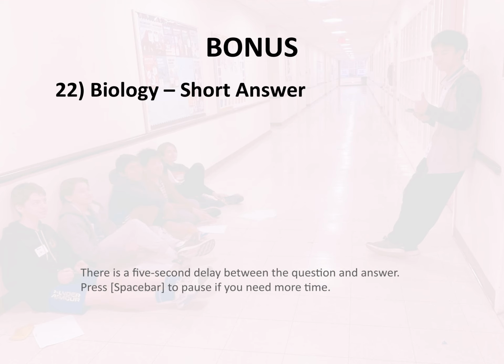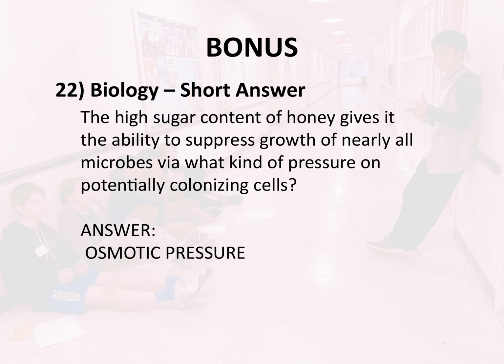Bonus 22. Biology, short answer. The high sugar content of honey gives it the ability to suppress growth of nearly all microbes via what kind of pressure on potentially colonizing cells? Answer: osmotic pressure.